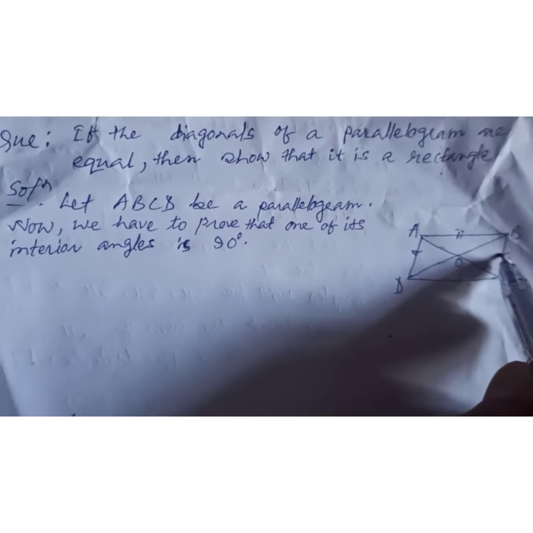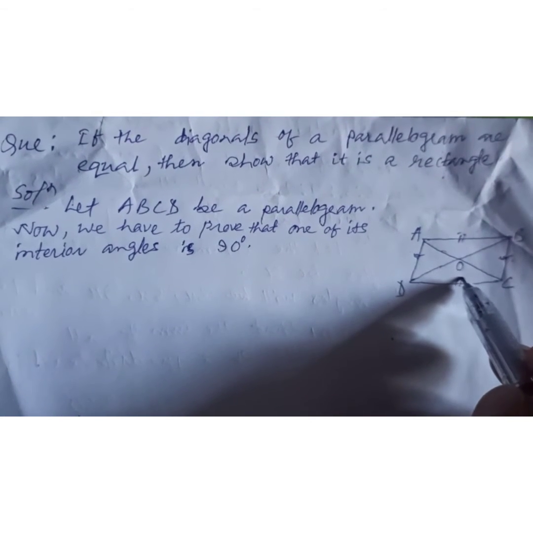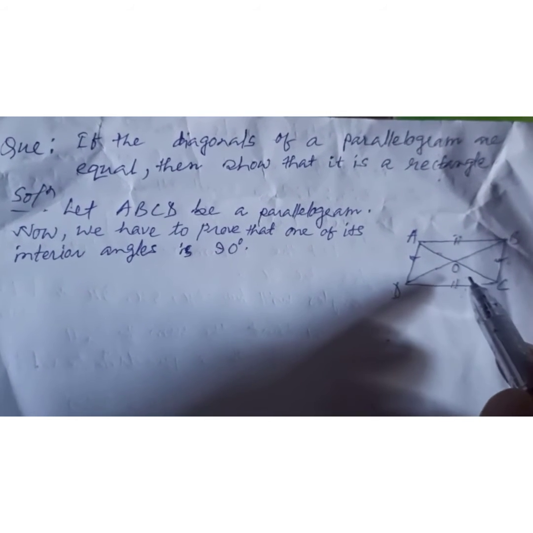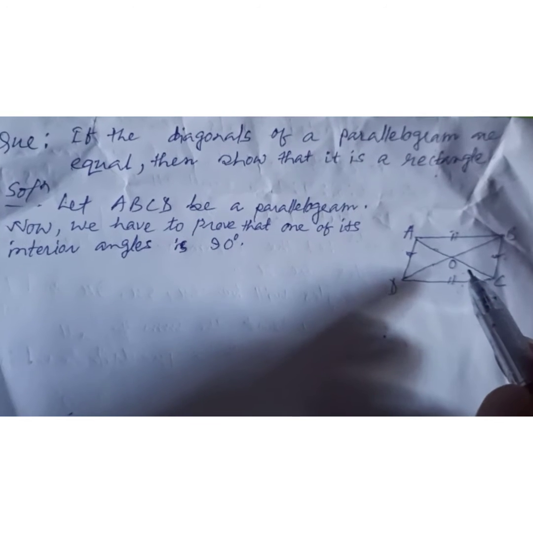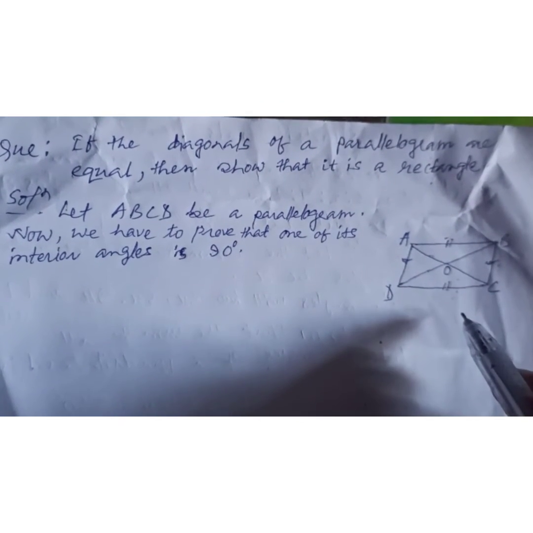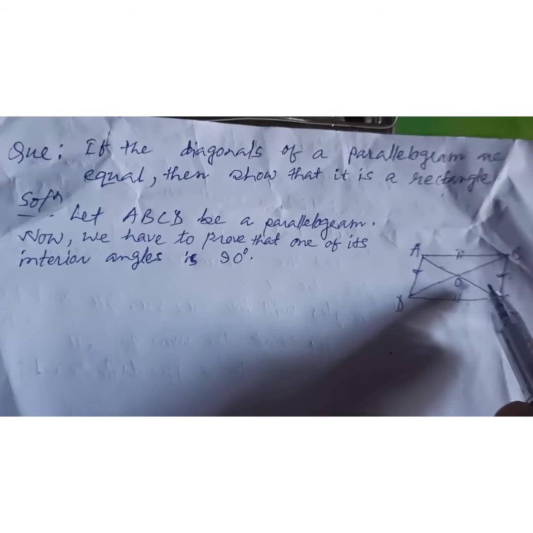Now what exactly do we use so that it can become a rectangle? Now it is a parallelogram. So what criteria are we going to use to get this as a rectangle?